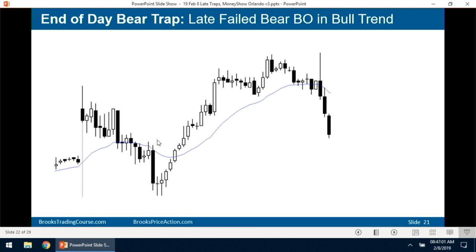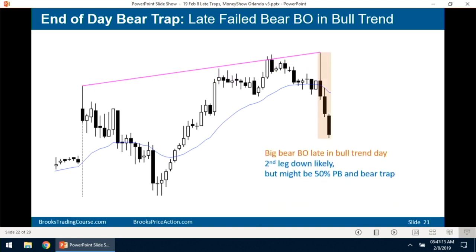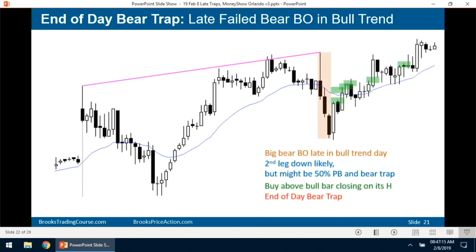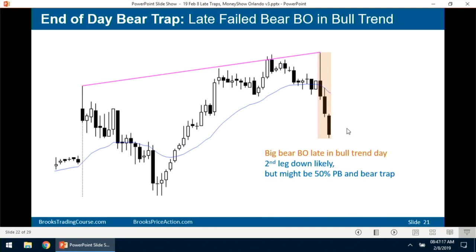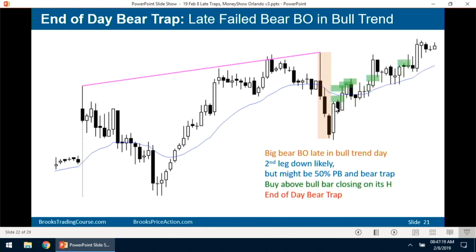It's testing this breakout point. We have a sell climax and we broke above it. So it's always possible to be a bear trap. You need to know what the next bar or two look like. And in this case, we have a big bull bar closing on its high. And if you're shorted anywhere in here and you see this bull bar, you have to get out.